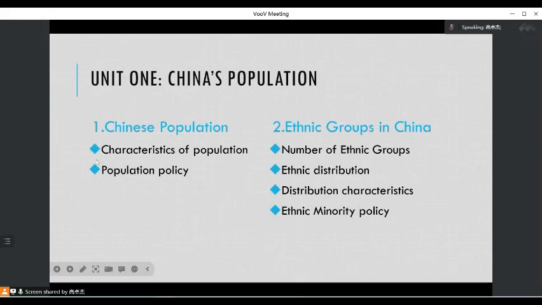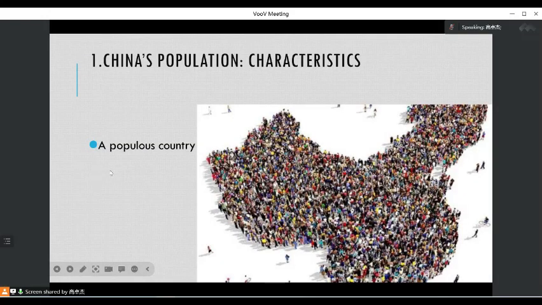Let's look at the first feature of population in China. China is a populous country. This picture is a crowd.